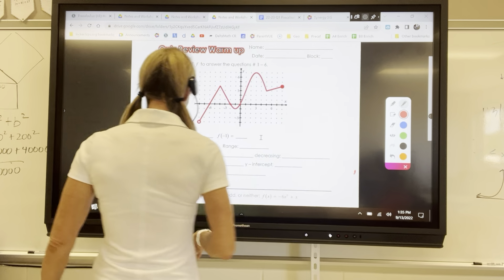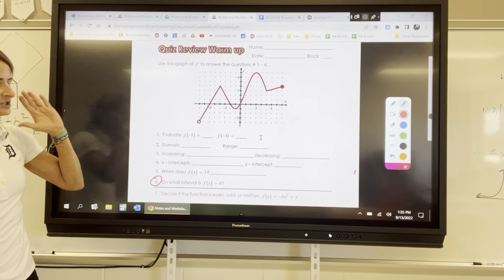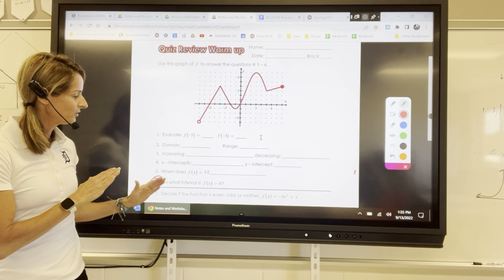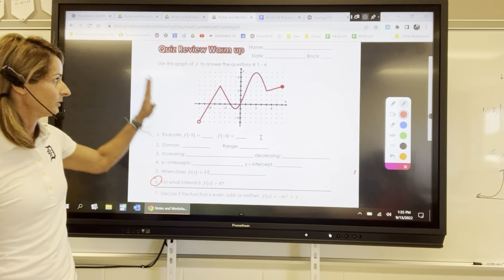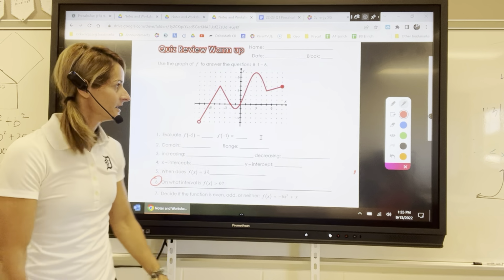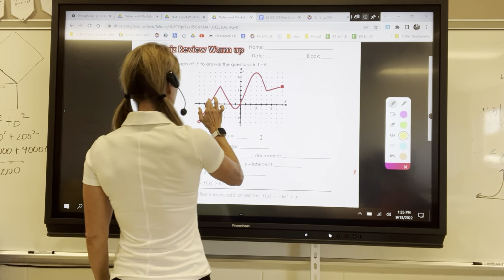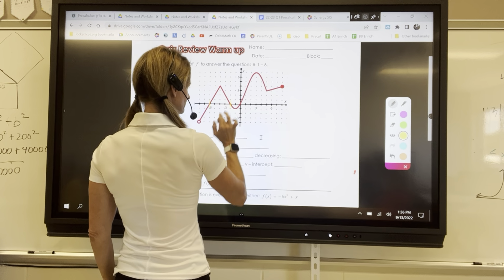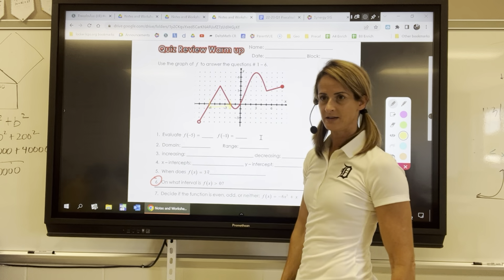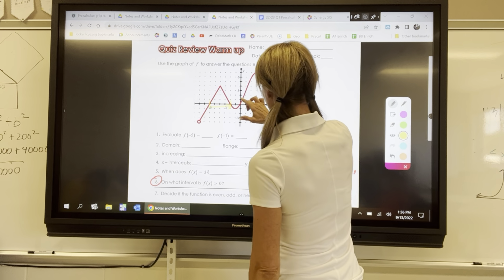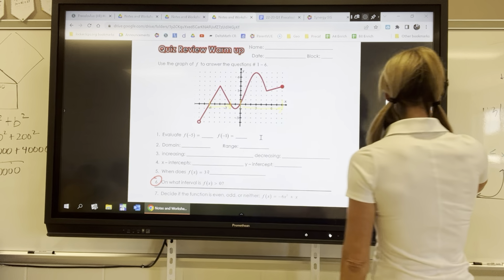Okay, so on the quiz review warm-up, I just want to do one problem, and that is on what interval is f of x greater than 0? Where are the y values on this graph greater than 0, which is above the x-axis? I like the highlighter for this. From here to here, the graph is above the x-axis. And then also from here to here, the graph is above the x-axis. Now, how do we say that?